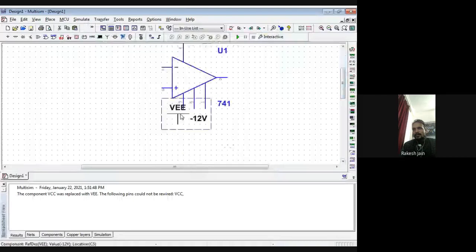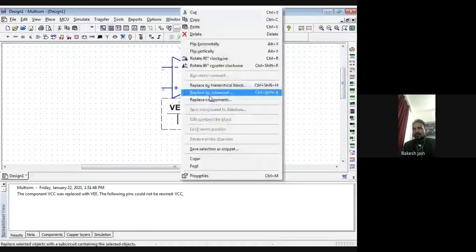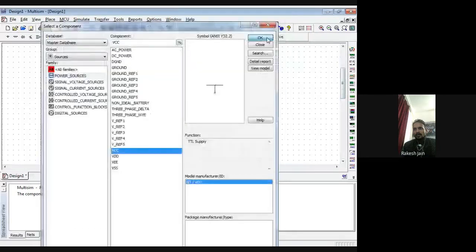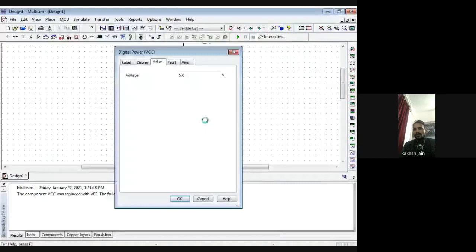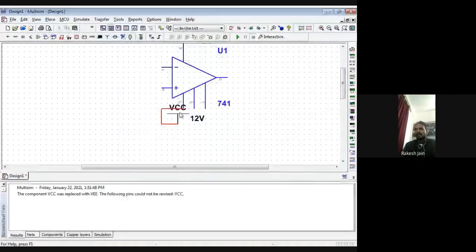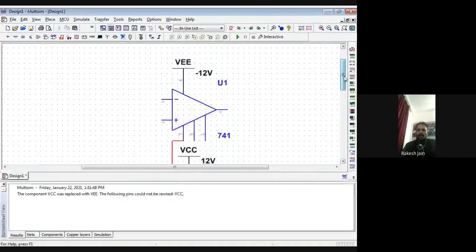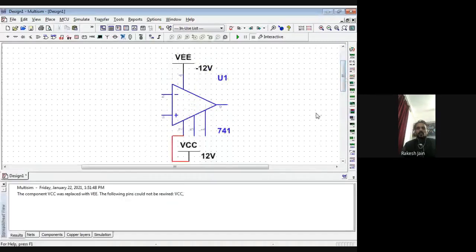And similarly here you just have to replace it by VCC. You just click and then replace components by VCC, and connect it with the 7 number pin, and this is plus 12. Once again I am going to tell you that because the minus 4 number pin is at the upper side in this, I just connected VEE, that is minus 12 volt, at the upper side.